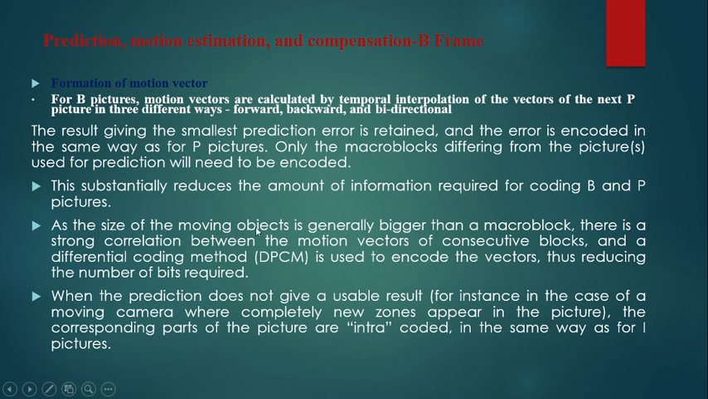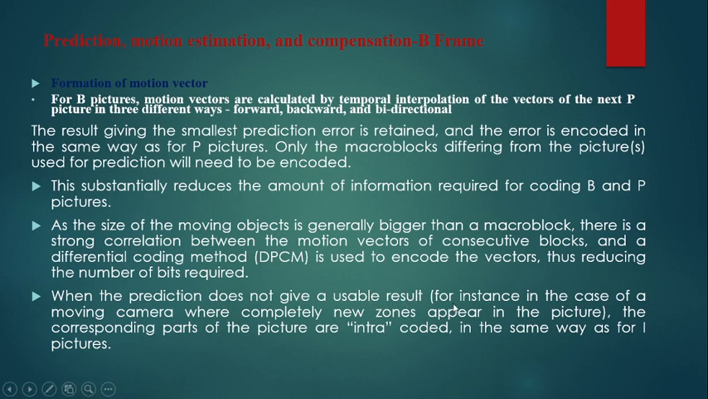And as the size of the moving object is generally bigger than a macro block, there will be a strong correlation between the motion vectors of consecutive blocks, and a differential coding method can be employed, which will reduce further the number of bits required. And if thus a prediction, that is, we are going to transmit only the difference in case of B pictures also. But if the prediction is not going to give a usable result.